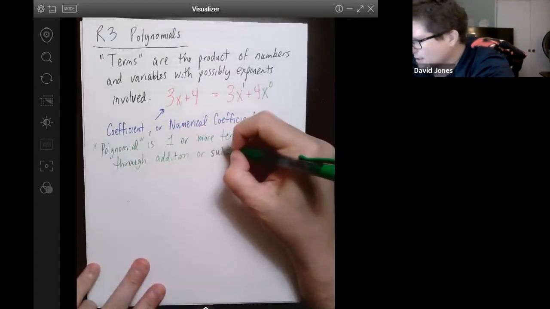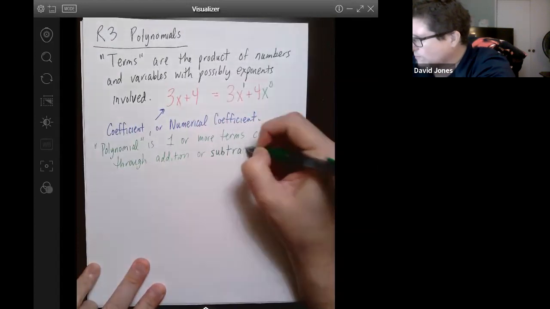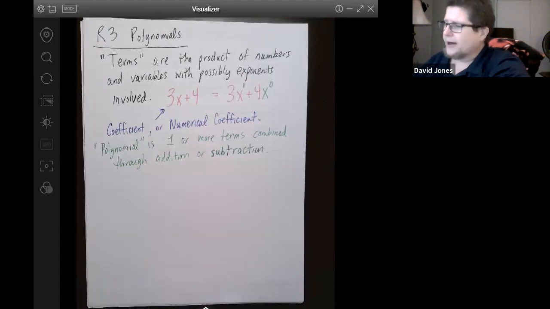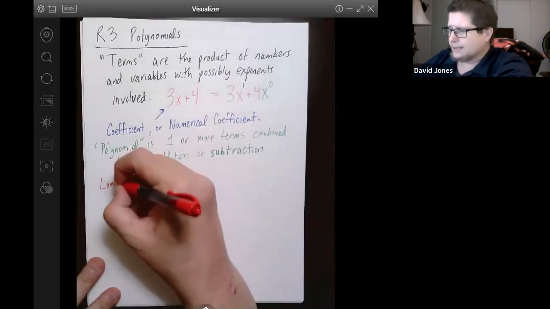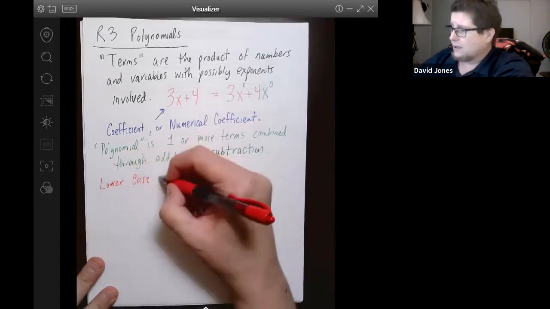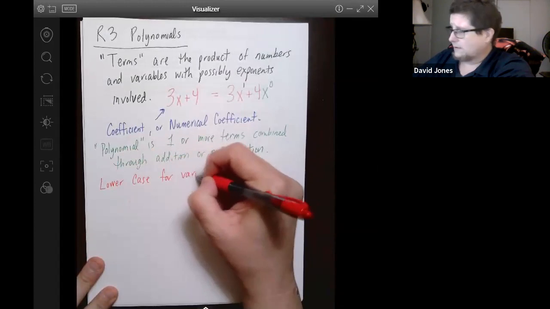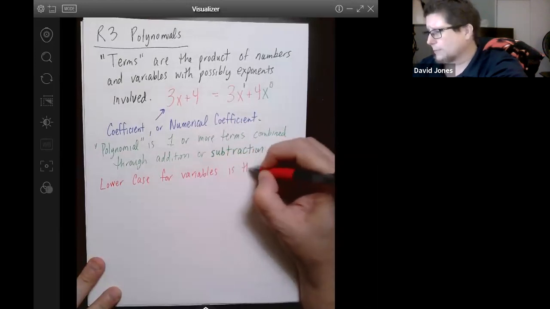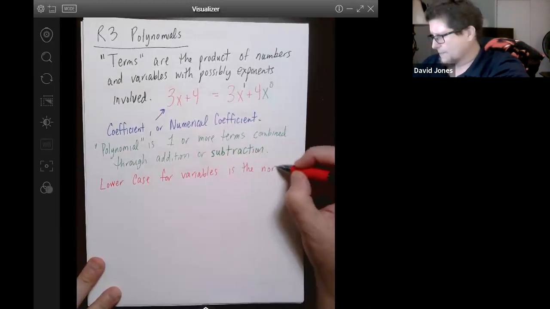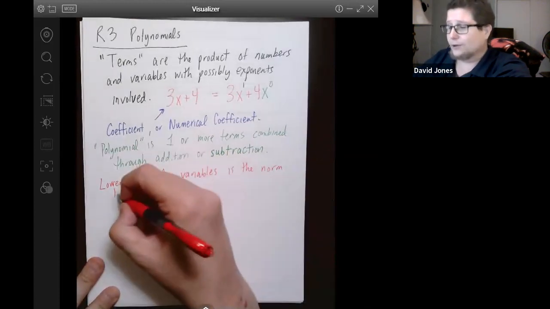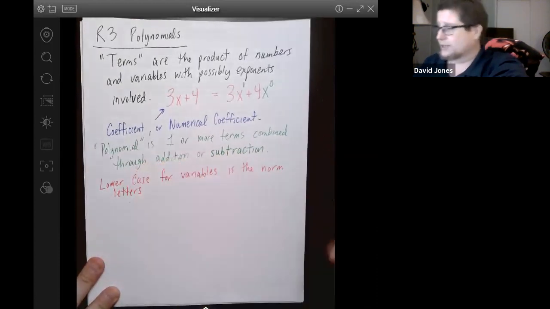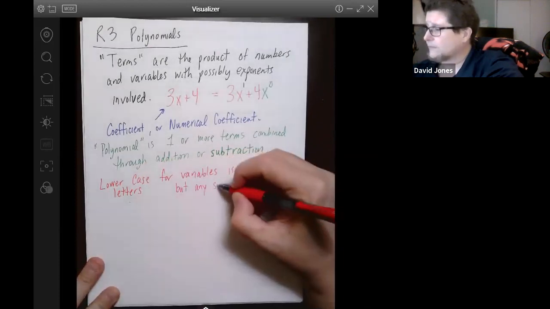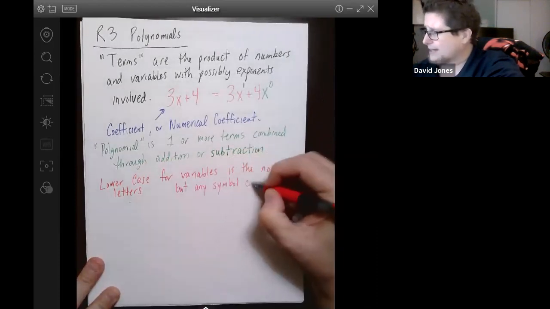For subtraction, as a rule of thumb, we use lowercase letters for variables. Lowercase letters for variables is the norm, but any symbol can work. We discussed that last section, like smiley faces and stuff like that.